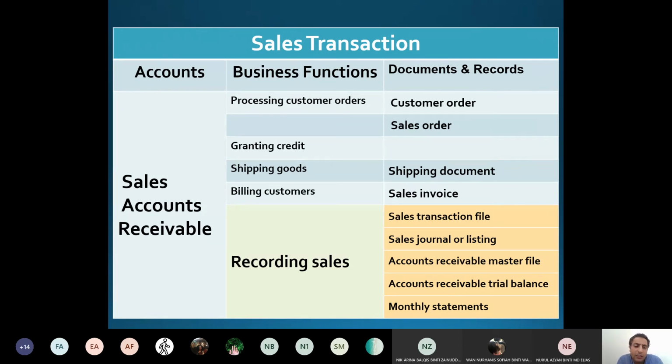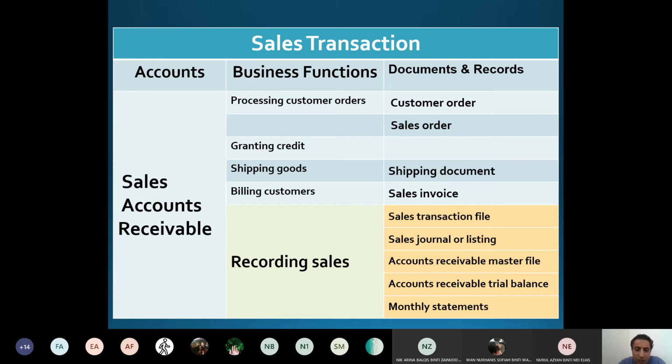So in sales account receivable, when we sell on credit, first we need to process the customer orders. In this case, the document related to processing customer orders is the customer order, and normally now it is sometimes through the system or through the website. Some companies still receive customer orders through the phone, and then you record. We have the sales order, which is the internal document that we mentioned just now.